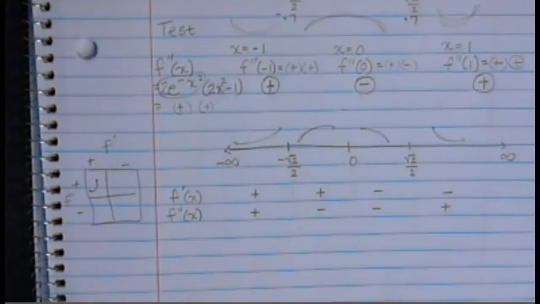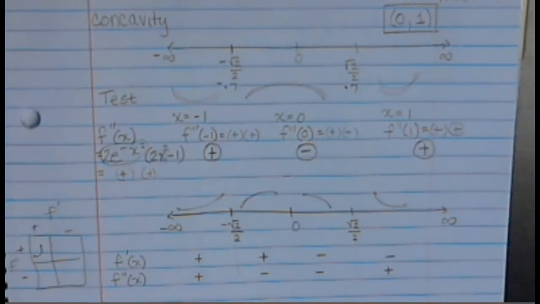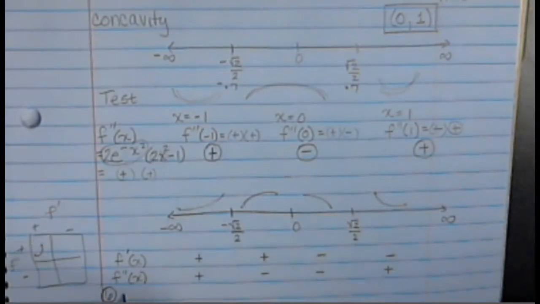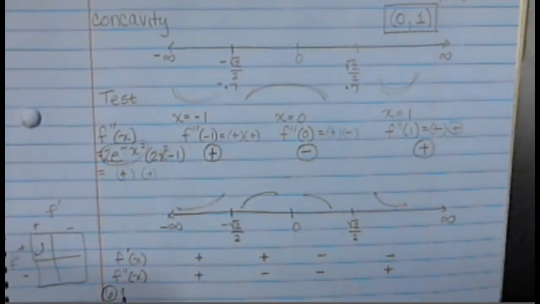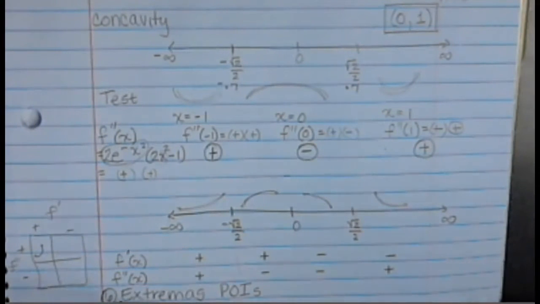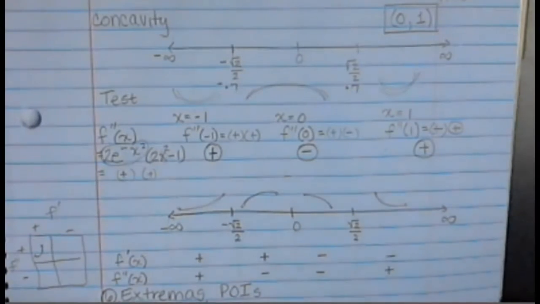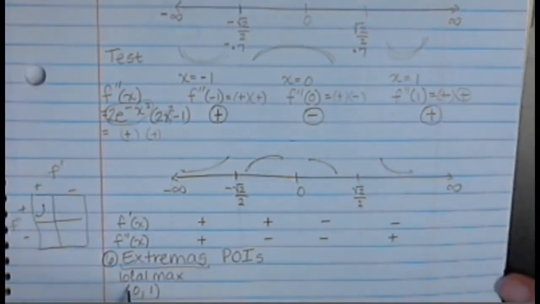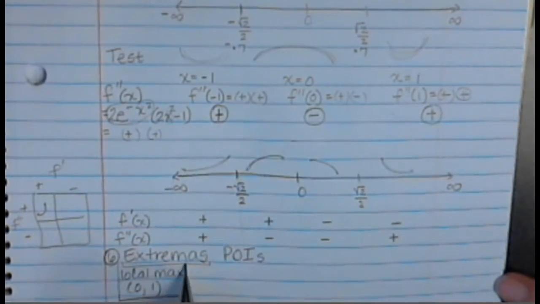So now we need graph paper, so we can start graphing. What we need to do now is also find our extreme points and our POIs. So step number 6 is to find extrema points and POIs. Well, we already found extrema points. That was going to be our local max, and we said that one was at (0, 1). So we're going to put that point in our graph.